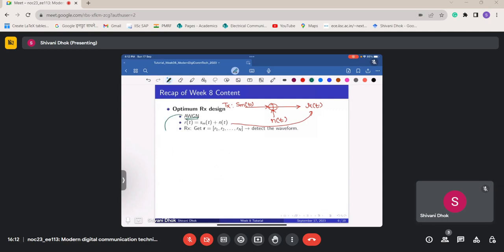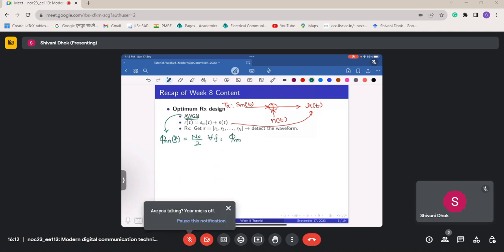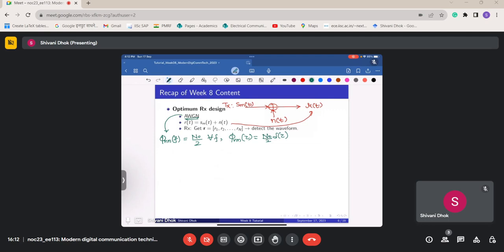This additive white Gaussian noise has a power spectral density of N0 by 2 for all f, and its autocorrelation function phi_nn(tau) is N0 by 2 delta(tau), which means that any samples of this noise process taken at any two different time instants are completely uncorrelated. This is what this quantity means.